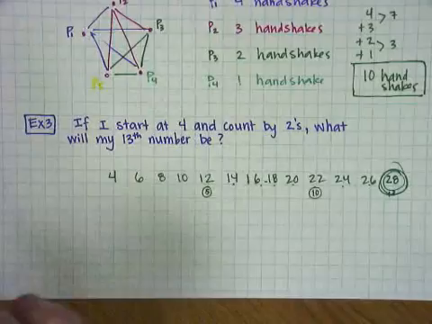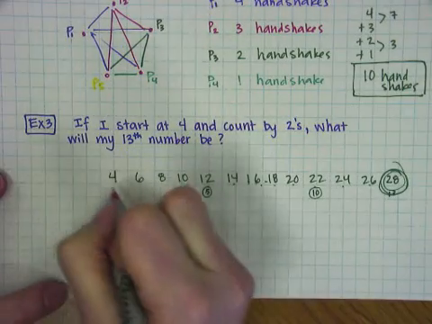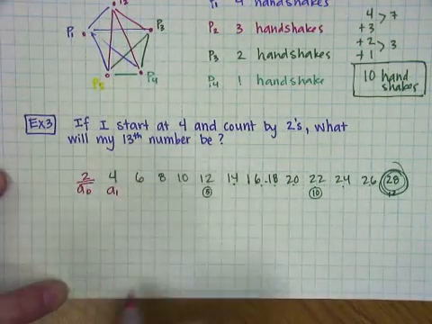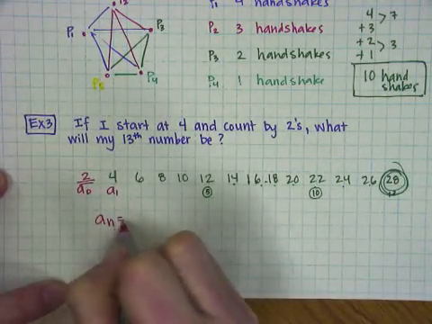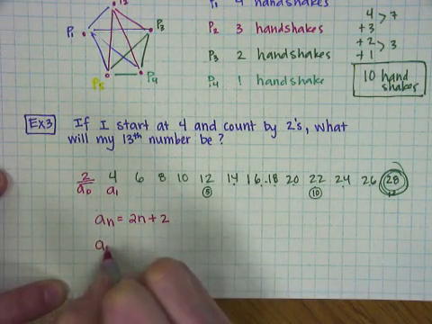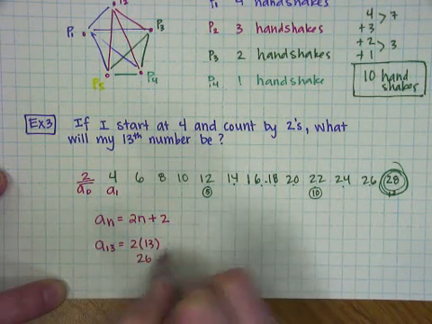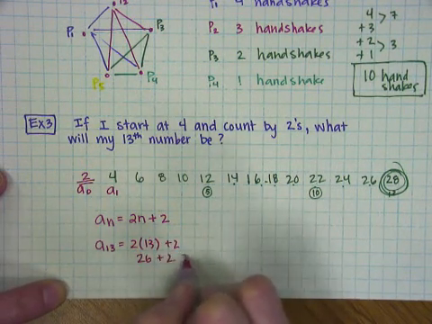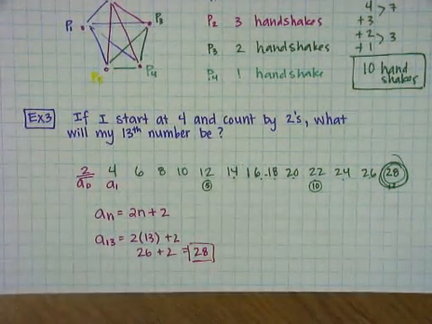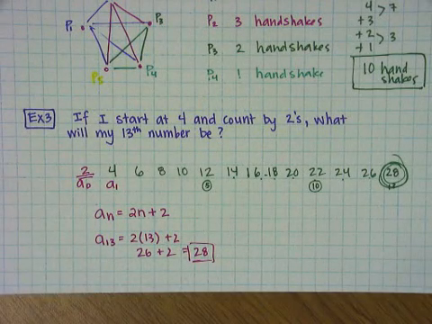You could also use what we learned last semester, because every once in a while that helps. So you could say this is your a sub 1 term. Your a sub 0 would have been 2. So then you could write your formula a sub n equals, we're counting by 2, so 2n plus 2. And we want to find a sub 13. So 2 times 13 is 26, plus 2 is 28. And really, whatever method is the fastest and the easiest for you to use, feel free to use. I don't really care which one you go as long as you get the answer right.